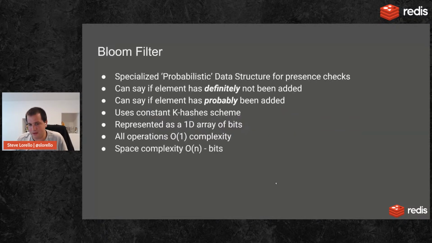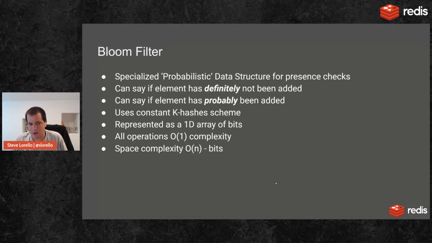And that's where Bloom filters come in. So Bloom filters are a specialized probabilistic data structure for running presence checks. And the trick to them is that they can say definitively if a member has not been added yet to the Bloom filter, and it can say probably if an element has been added. Now they use this k-hashes scheme where it runs the record through a series of hashes to essentially set a bunch of bits in an array, in a 1D array. And using that, it can essentially tell you with a decent probability whether the element has been added or definitively if it hasn't. And we're going to walk through in a second to see this in action.